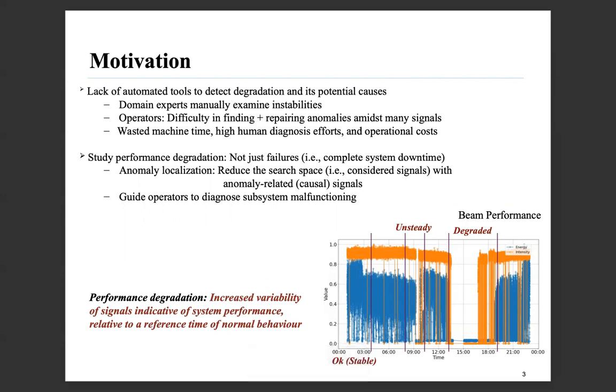So we define performance degradation as increased variability of those signals that indicate overall system performance relative to a reference time of normal behavior. So the idea is to come up with a localized search space containing anomaly-related signals that can guide operators to fix subsystem problems during machine monitoring.